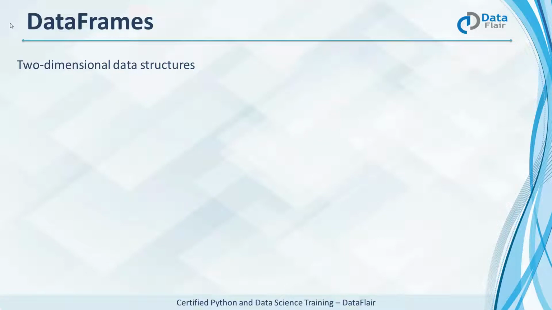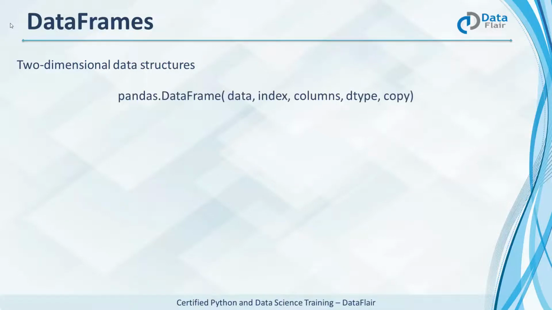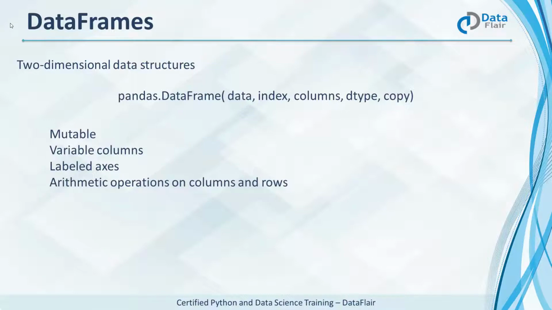Data frames in Pandas are 2-dimensional data structures with labeled axes for rows and columns. This is a data frame's signature: data, index, columns, data type, and copy. Data frames are mutable, have variable columns, have labeled axes, and can apply arithmetic operations on columns and rows.